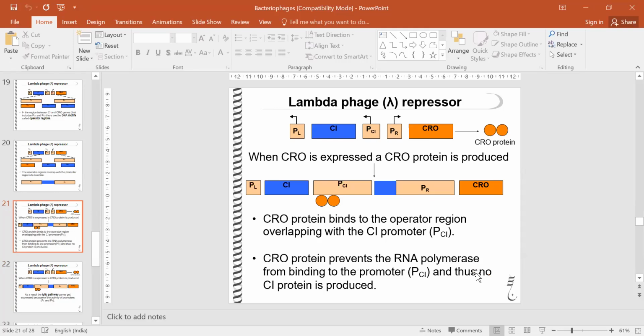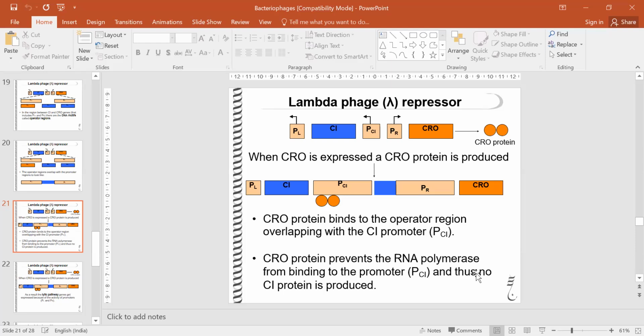When the CRO gene is expressed, it produces the CRO protein. You can see the orange color, they produce more CRO protein. This CRO protein binds to the operator region of the overlapping promoter lambda C1, so it can repress the gene function of lambda C1. The CRO also prevents the RNA polymerase from binding to the promoter C1, because of the inhibition.